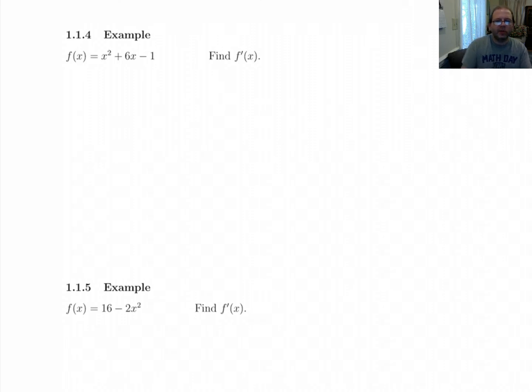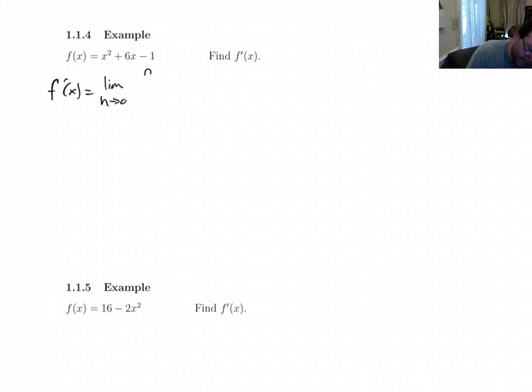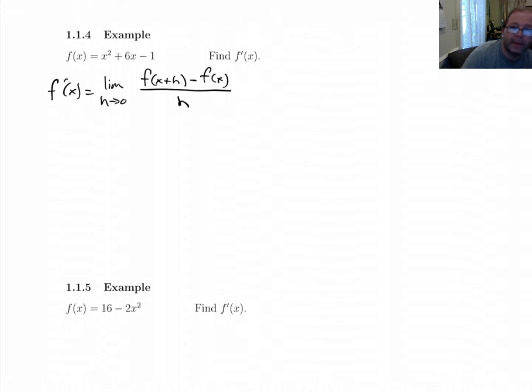All right, let's do some more examples of finding derivatives using the definition. In this problem, we're going to let f prime of x be the limit as h goes to 0 of f of x plus h minus f of x over h. Now, we've got f of x up there, so let's come to the side and work out what is f of x plus h.